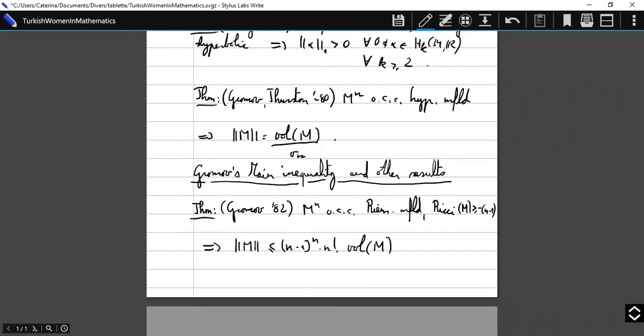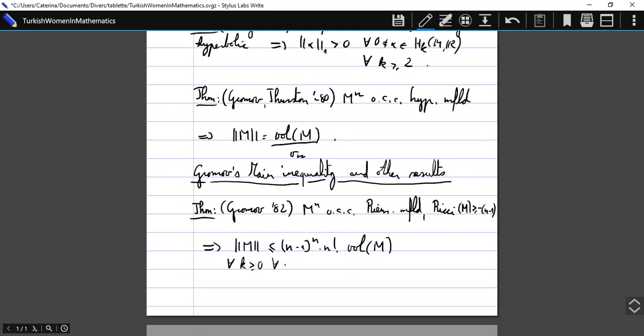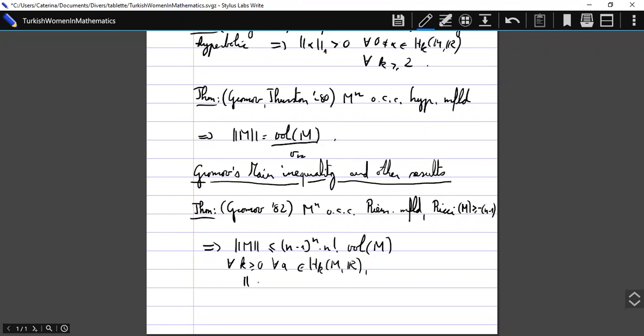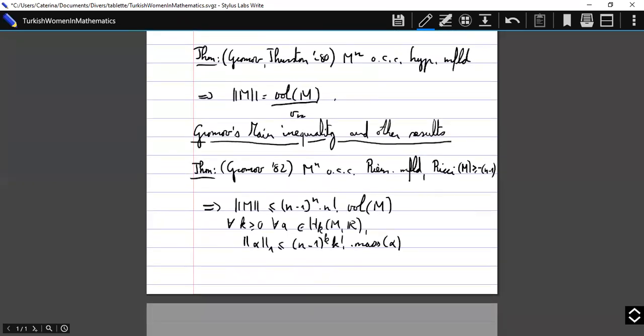So actually, this is the form in which we usually quote the main inequality, but Gromov had it for every degree. So for every k at least 0, for every alpha in H_k(M, R), he had the corresponding inequality that the L1 norm of alpha is a lower bound for (n minus 1) to the k times factorial times the mass of the class alpha. And I'll define the mass in a few minutes. If you don't know what it is, think of it for now just as a generalization of the volume in lower degrees. Okay, so this is Gromov's statement.